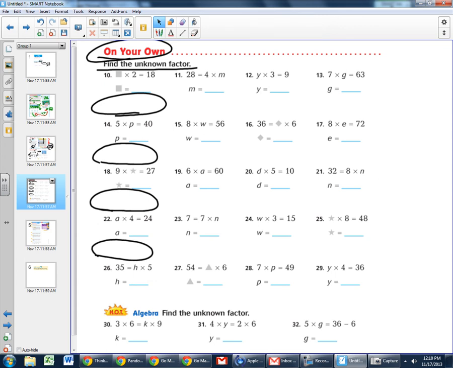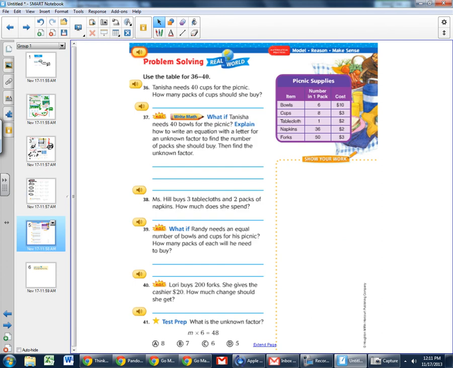When you're finished with this one, you will check it at the end of the recording. Right now, you're going to leave those 2 pages to complete, and you're going to move on to our problem-solving page.